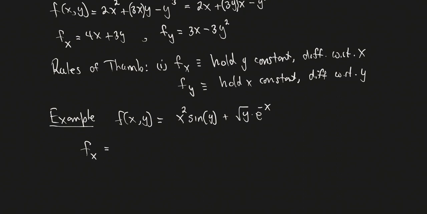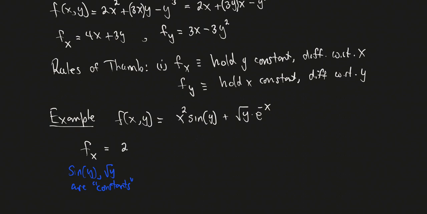So for f sub x, we're going to treat the sine of y and the square root of y as constants. I'll put that in quotes because they're not true constants. Obviously, they have a variable, but for the purpose of computing this partial derivative, we're going to pretend that they are. So we get to play make-believe, right? So if this is a constant, then it's a constant times x squared. So when I differentiate this term with respect to x, that constant will come down, and I will apply my power rule to the x squared term.